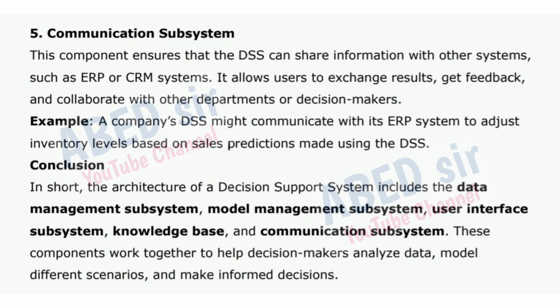the DSS. Conclusion. In short, the architecture of a decision support system includes the data management subsystem, model management subsystem, user interface subsystem, knowledge base, and communication subsystem. These components work together to help decision makers analyze data, model different scenarios, and make informed decisions.